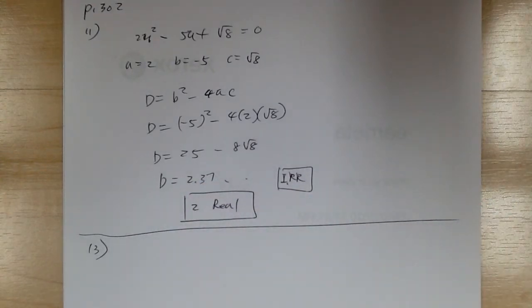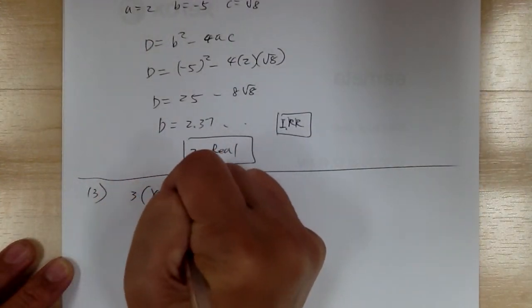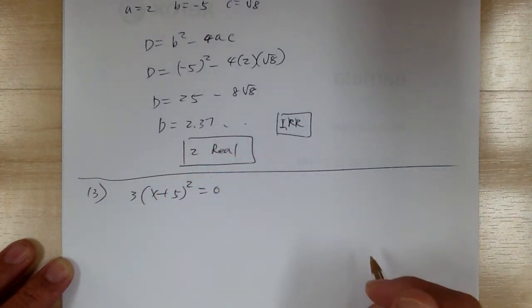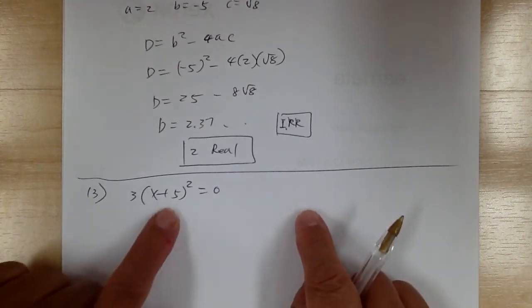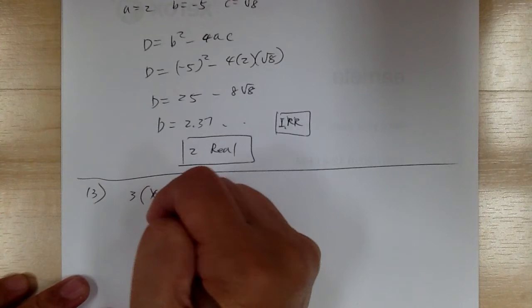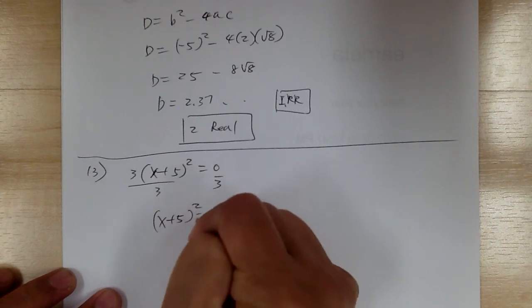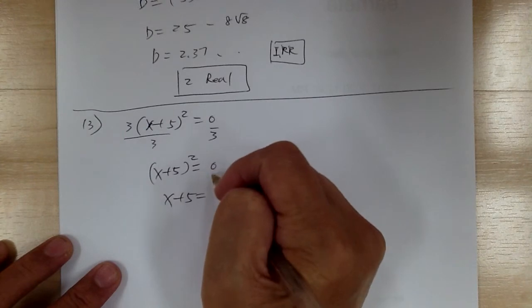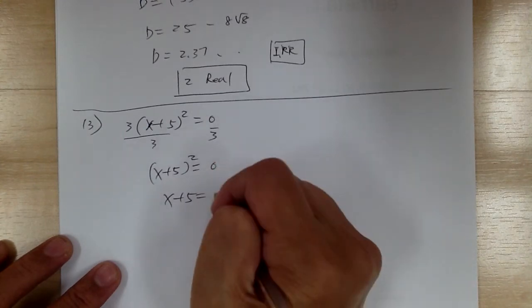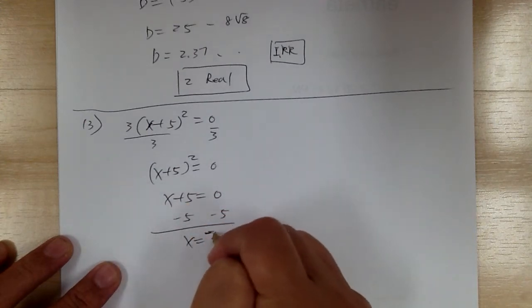Okay, so let's go to number 13. You've got 3 times (x plus 5) squared equal to 0. It says solve using the method that seems the easiest. Well, this is already a perfect square, so we're going to use the square root method. The easier thing to do is divide by 3. So you've got (x plus 5) squared equal to 0. Take the square root on both sides. So x plus 5 equals 0. When you take the square root of 0, it's still 0, so you don't have to worry about plus or minus. Then you subtract 5 on both sides. So x equals negative 5. And that's it.